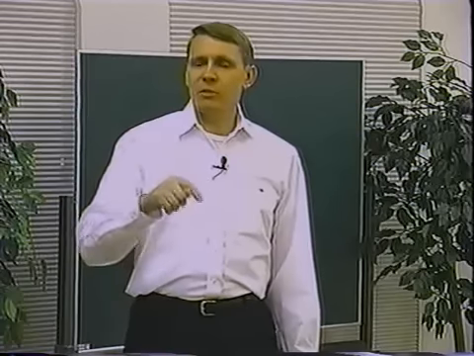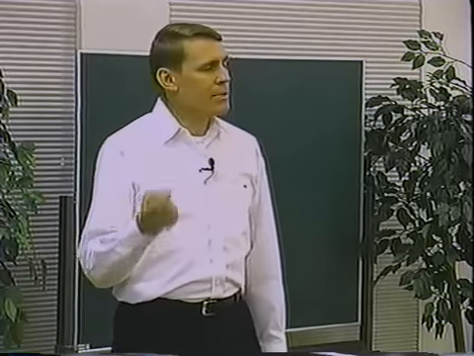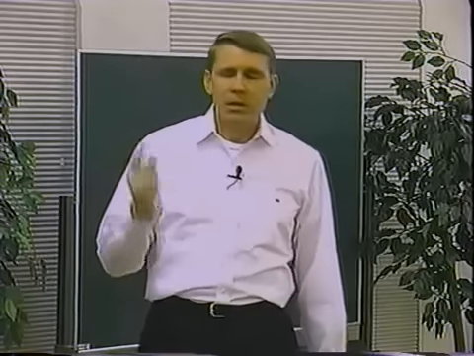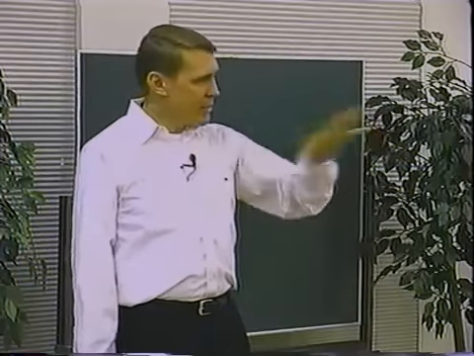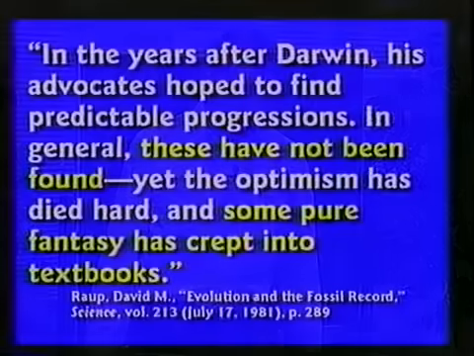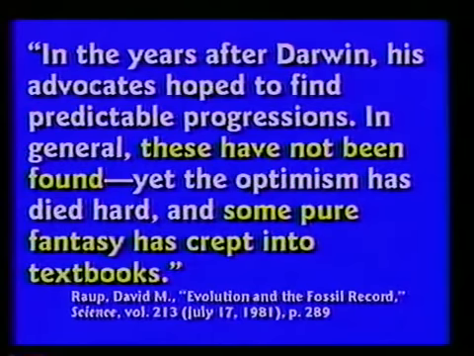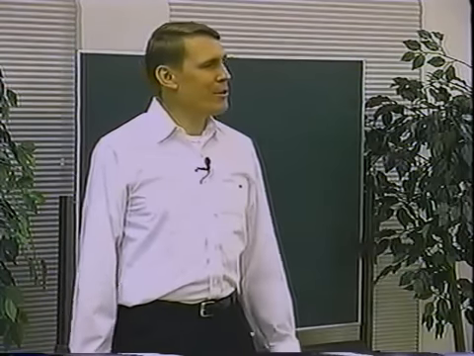Okay. David Ropp, who teaches or works at the American Museum of Natural History in New York City. He's one of the guys at the museum, and he's a strong believer in evolution. He said, in the years after Darwin, his advocates, the people that promote him, hoped to find predictable progressions. By that, sequencing from apes to humans. Slightly bigger, slightly bigger, slightly bigger. In general, these have not been found, yet the optimism has died hard, and some pure fantasy has crept into textbooks. Oh, you're kidding. Fantasy in our textbooks? Yes, there's fantasy in the textbooks. They dig up these fossils. Look, you don't know that it had any kids. And you sure don't know that it had different kids.